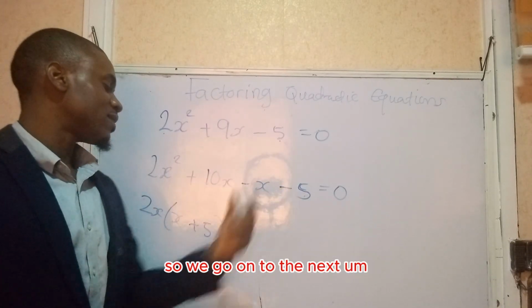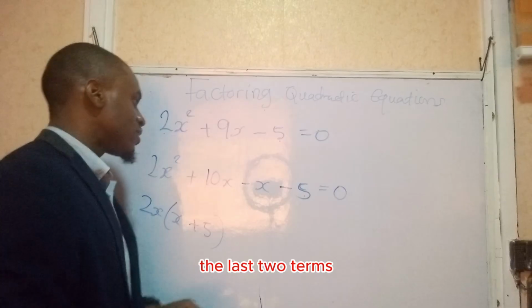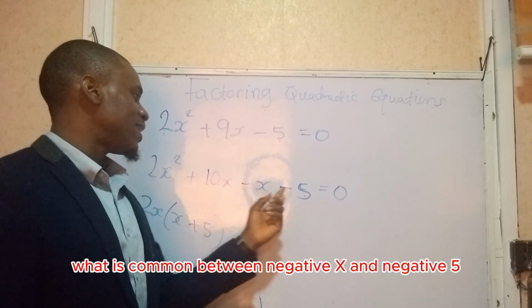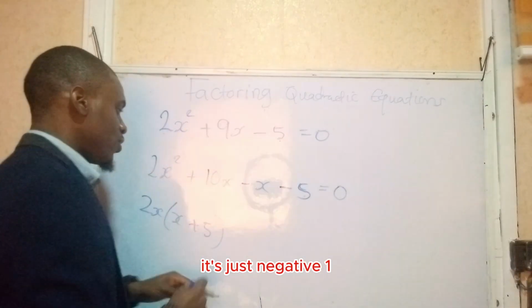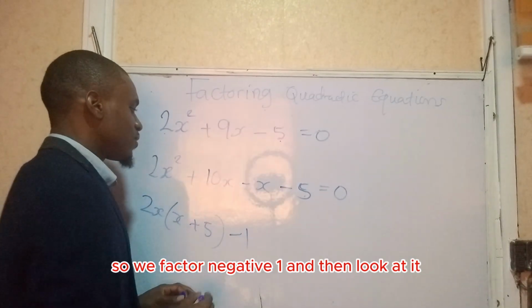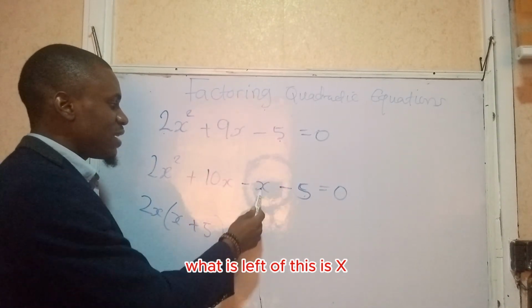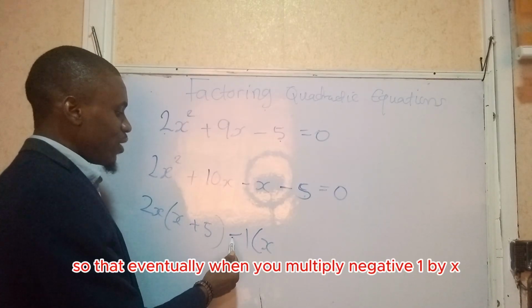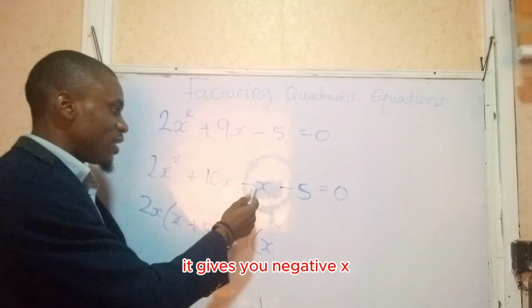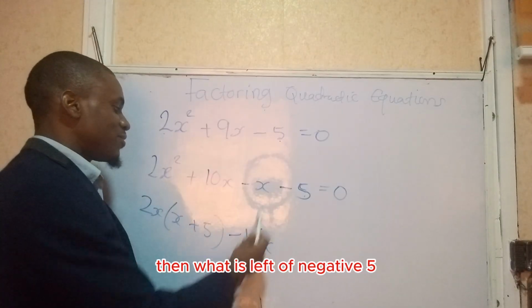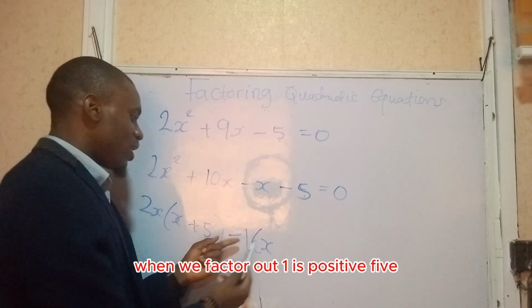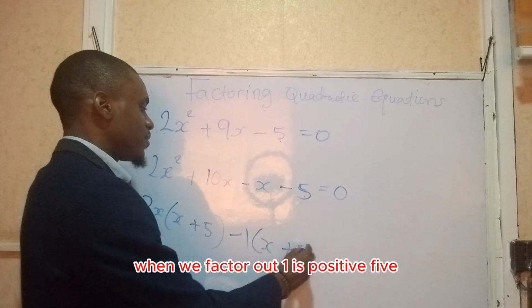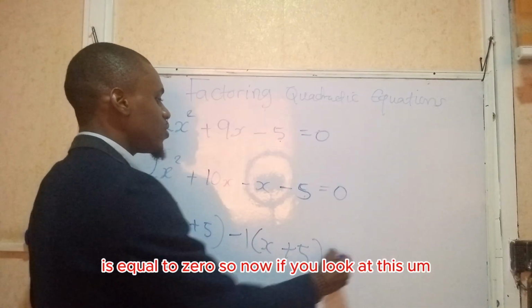So we go on to the last two terms. What is common between negative x and negative 5? It's just negative 1. So we factor out negative 1. And then look at it, what is left of this is x, so that eventually when you multiply negative 1 by x, it gives you negative x. Then what is left of negative 5 when we factor out negative 1 is positive 5, is equal to 0.